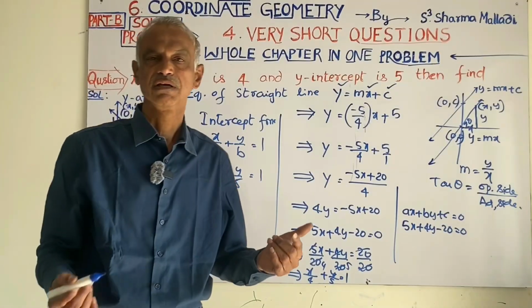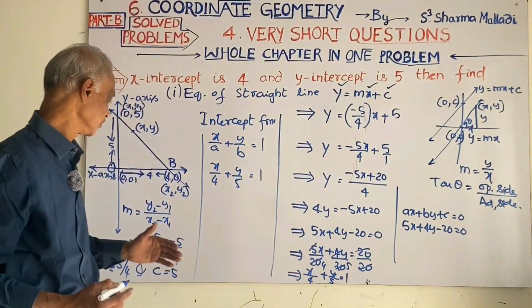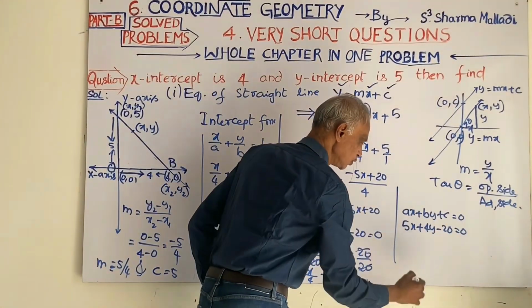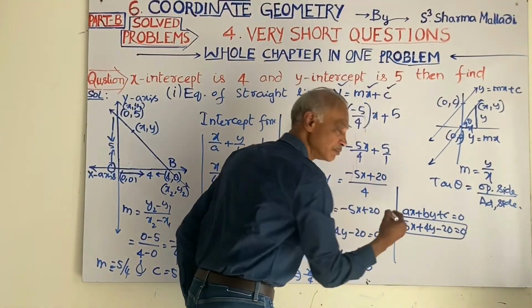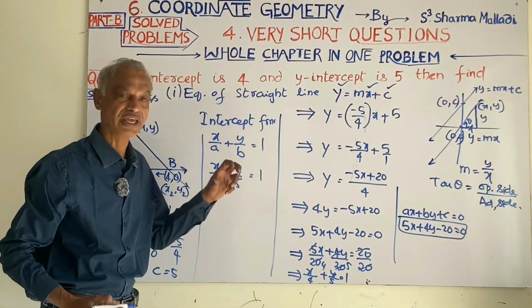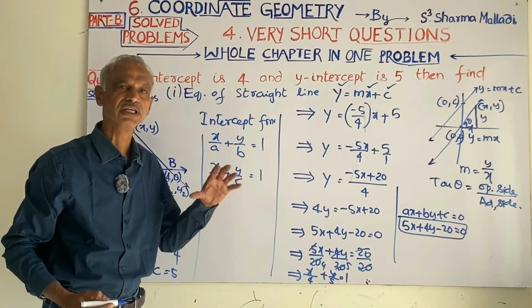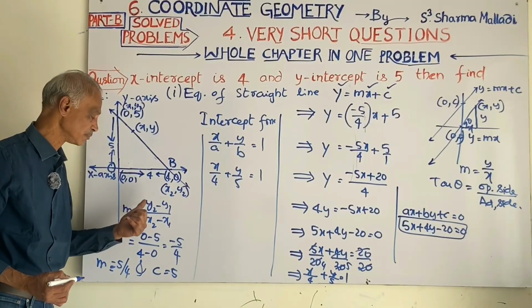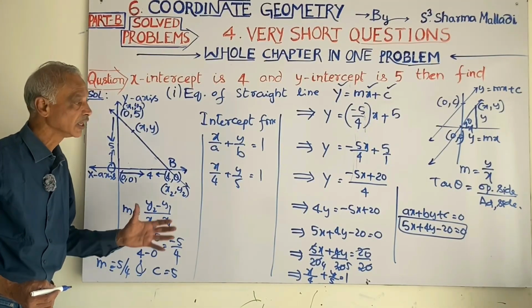What is another method to check whether our answer is true or false? You can find out the slope. You should remember, this is very important. You have to find the slope of ax plus by plus c is equal to 0. This is a very important formula. If 2 points are given, what is the slope? y2 minus y1 by x2 minus x1.